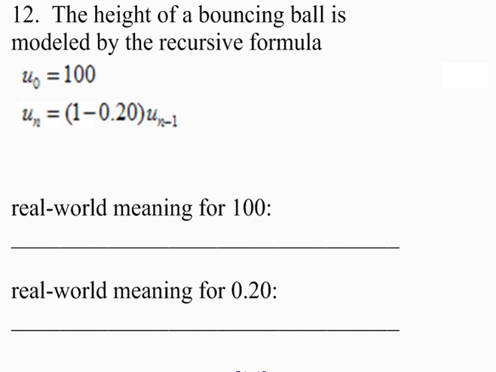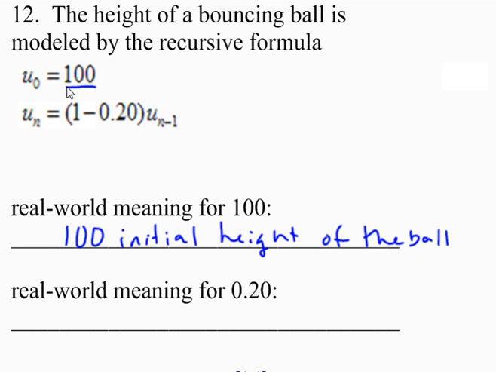I want you to think about those story problems we initially had. We now have a recursive formula and we can make up our own story problem here. So it says the height of the bouncing ball is modeled by this recursive formula. What is the real world meaning for 100? So 100, remember, is our starting value. So if we're talking about the height of a bouncing ball, the 100 is going to be the initial height of the ball. So maybe it's 100 centimeters.